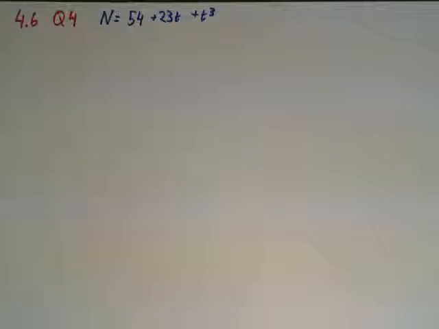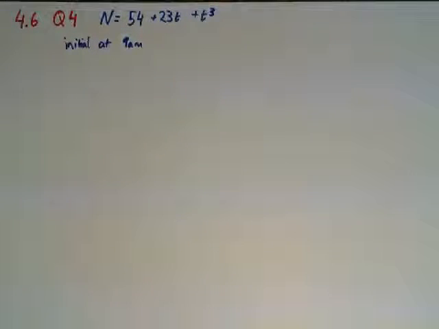Okay, in this video I'm just looking at question 4 from chapter 4.6. So this is cubic models and applications. Question 4 says the number of bacteria in a slow growing culture at time t hours after 9 a.m. is given by the equation n equals 54 plus 23t plus t cubed. Part A asks what is the initial number of bacteria at 9 a.m.